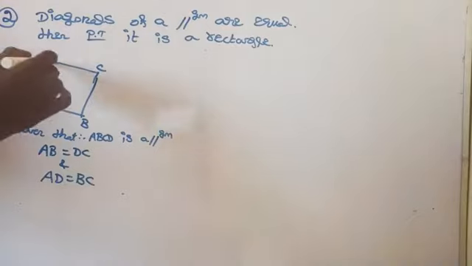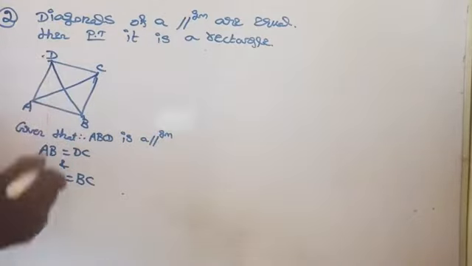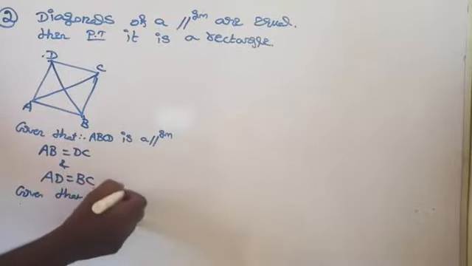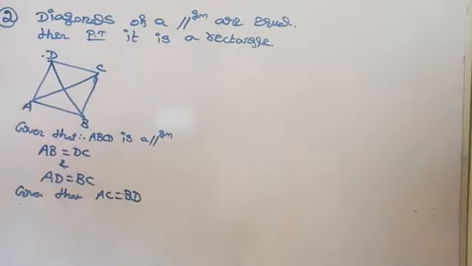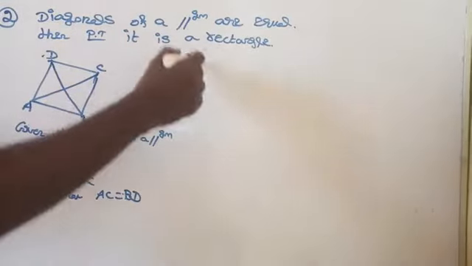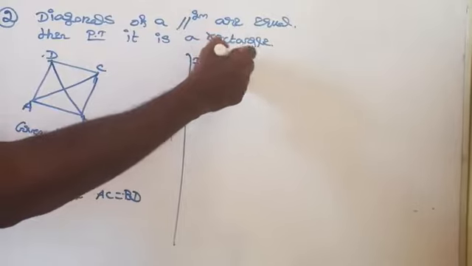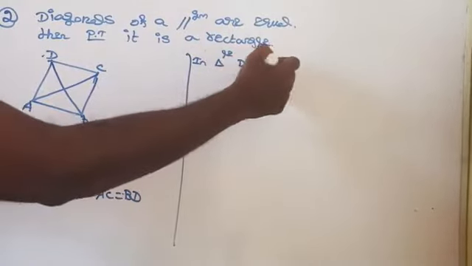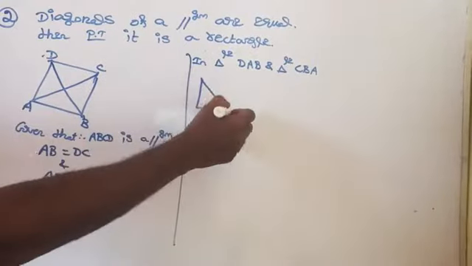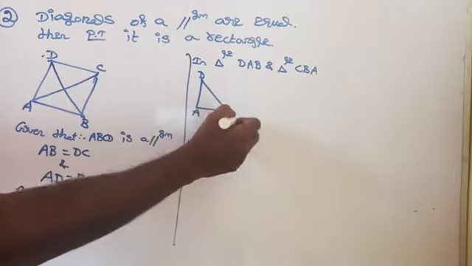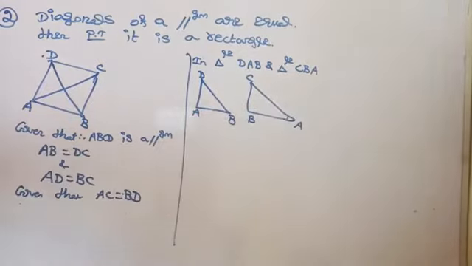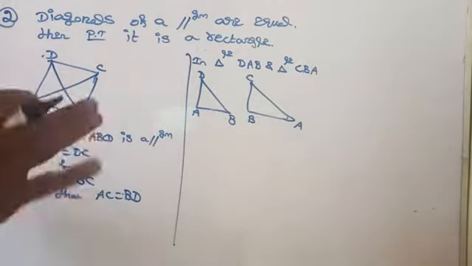Now it is given for you AC equal to BD. These are all given, right? Okay. Now what are you going to do now? Now you can consider triangle DAB and triangle CBA. Here we don't know about the angle, leave it.